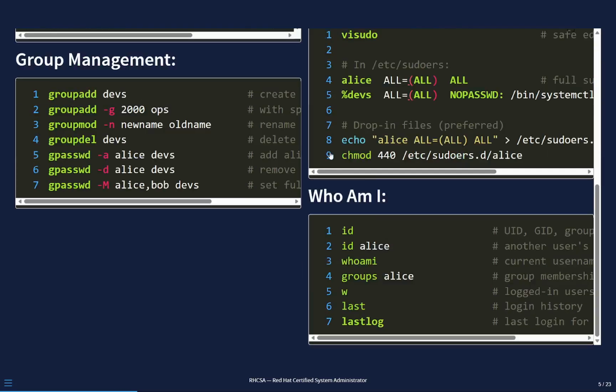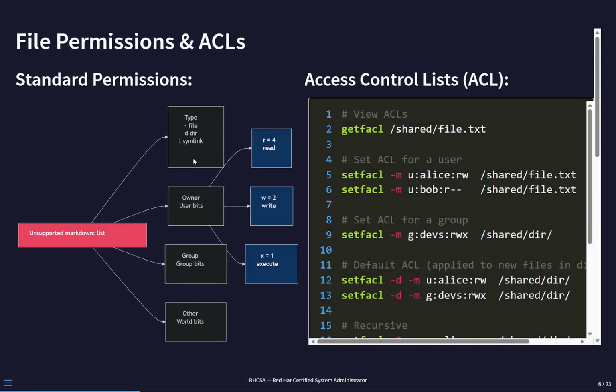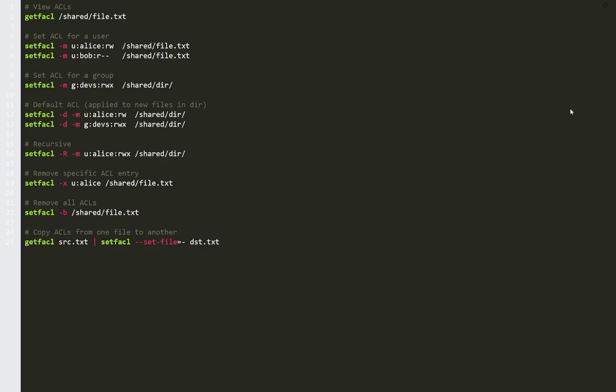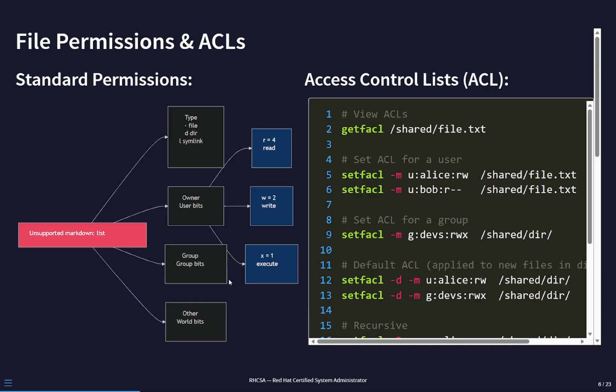Next. Permissions are the foundation of Linux security. Let's build up from first principles. The diagram shows the standard permission string. The first character is the file type, dash for a regular file, d for a directory, l for a symbolic link. Then 3 groups of 3 bits: owner, group, and other. Each group has read, write, and execute, values 4, 2, and 1. chmod 755 script.sh: owner gets rwx (7), group gets r-x (5), others get r-x (5). chmod u+x,g-w file, symbolic notation, add execute for user, remove write for group.